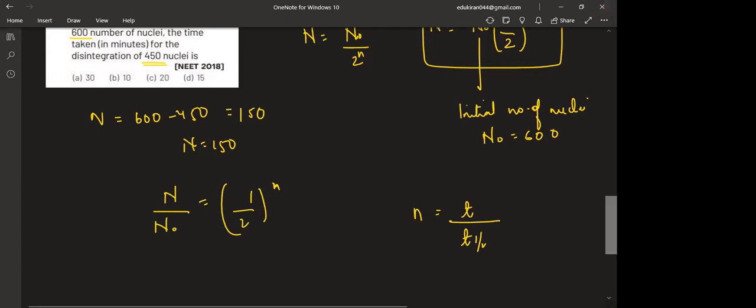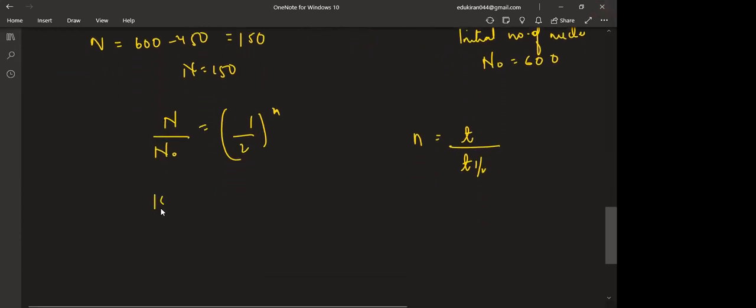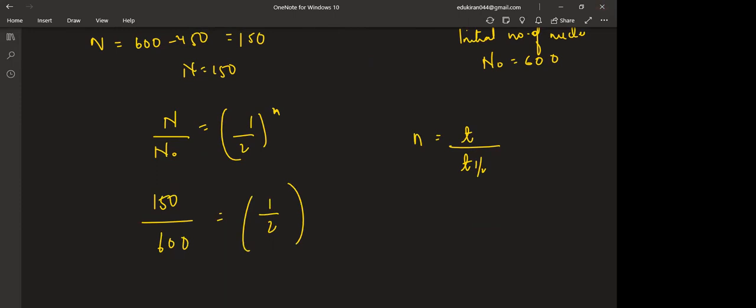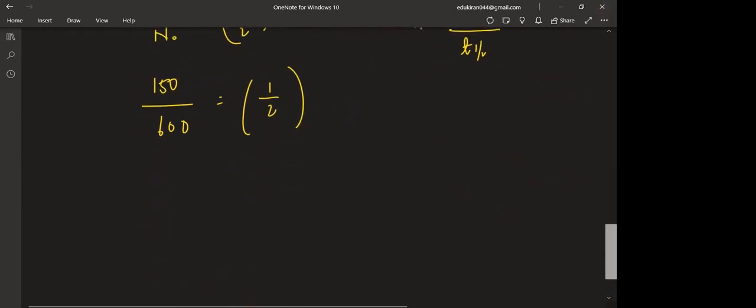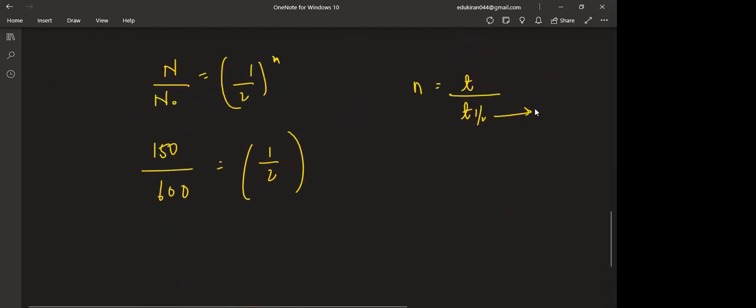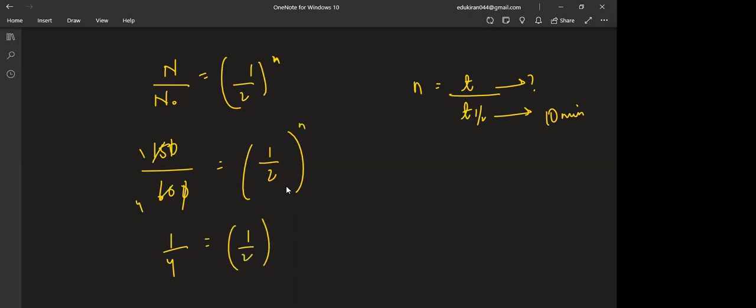Now see, if we substitute all the values here, N is 150, N₀ is 600, (1/2) to the power n. Half-life is given as 10 minutes. We have to find out the time taken for disintegration, the total time, that is small t. This is unknown. So this becomes 1 by 4 is equal to (1/2)ⁿ. We can write it as t by 10.